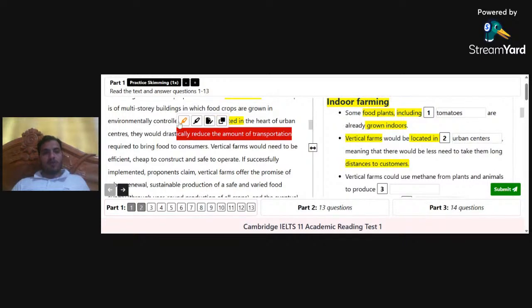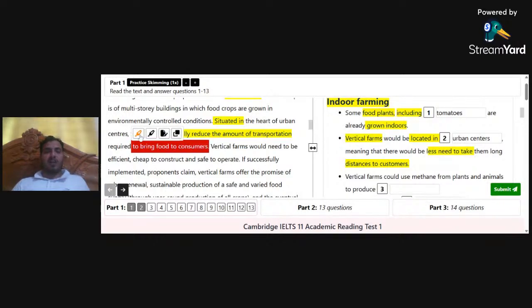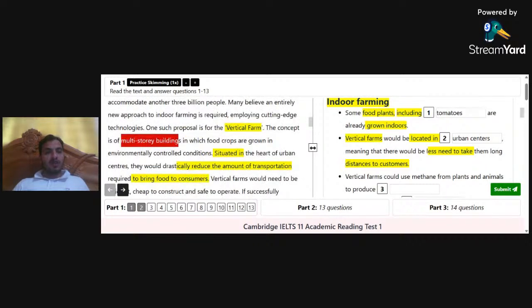Drastically reduce the amount of long distance to customers required to bring food to consumers. So just try to understand the way the statement in the question and in the paragraph is paraphrased, and try to pick up the word that is close to your blank, located in. We know situated in, not multi-story buildings. The concept of multi-story buildings in which food crops are grown. So food crops are being grown in multi-story buildings.